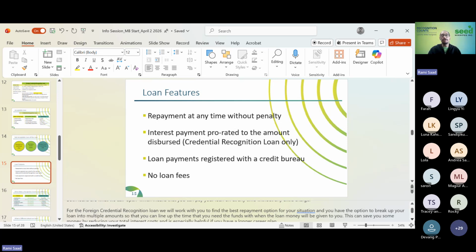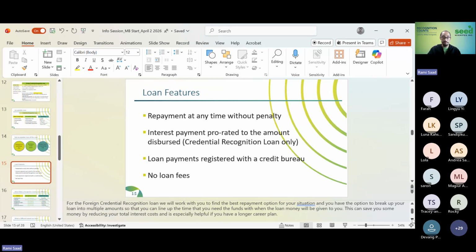The payments are registered with the credit bureau, and what does that mean? It means that if you didn't have any credit history, you can build it with this loan. Or if you have a credit history, this can help you by improving your credit score every time you pay on time. But it's a double-edged sword, because if you don't pay on time, it will affect your credit score negatively. All right.